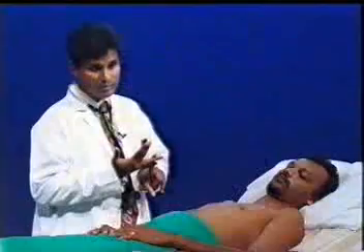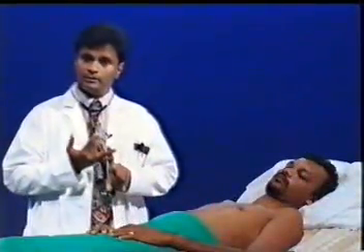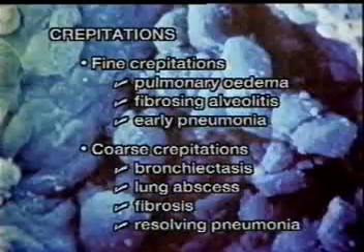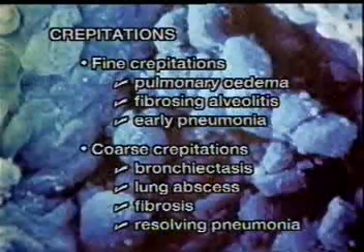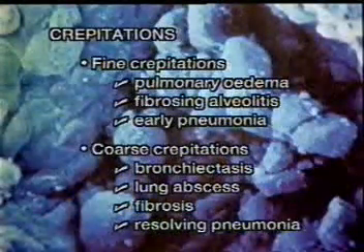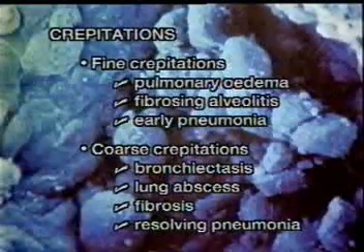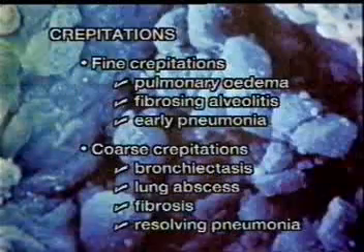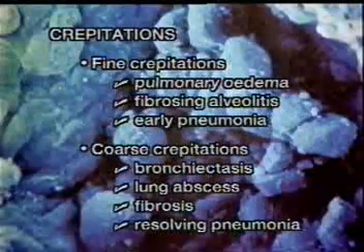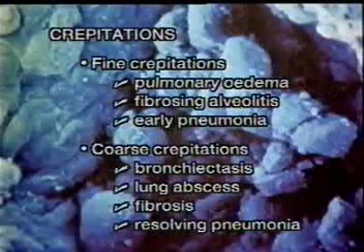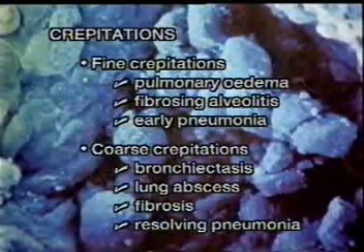Coming to the added sounds, there are 2 main types, crepitations and rhonchi. In case of crepitations, there are fine crepitations and coarse crepitations. The fine crepitations are heard in case of pulmonary edema, fibrosing alveolitis, and in very early stages of pneumonia. Coarse crepitations are characteristically heard in bronchiectasis, lung abscess, and in pneumonia during the resolving phase.